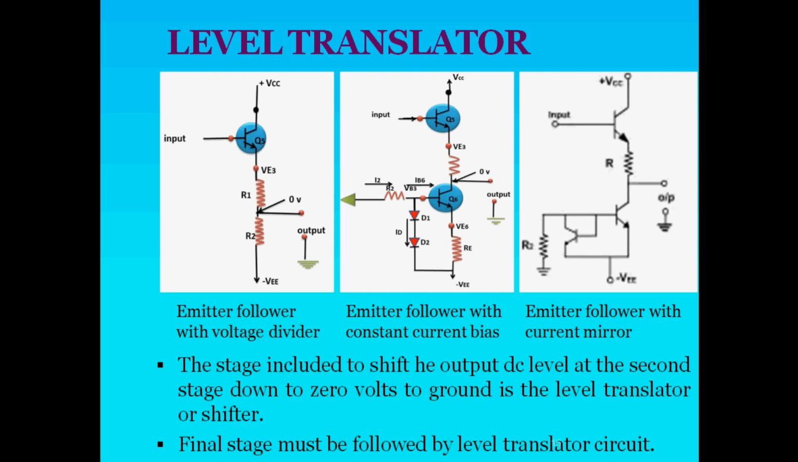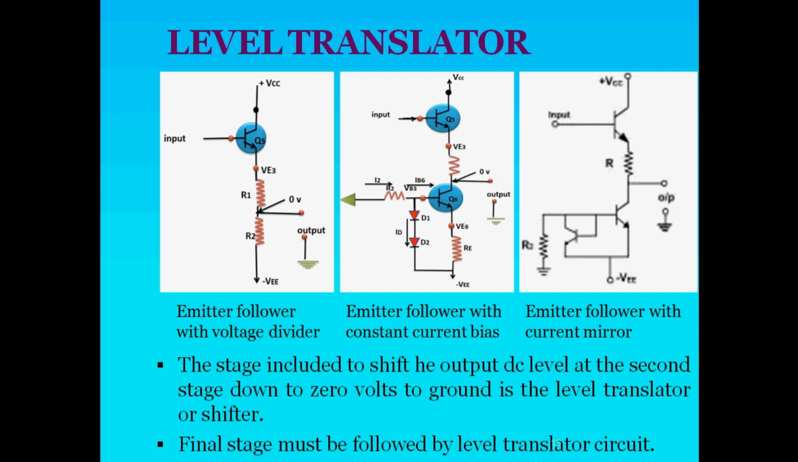Hence, the final stage that we include in the operational amplifier is the level shifting stage, or level translator stage. This stage shifts the output DC level of the second stage down to 0 volts, that is, to the ground potential, and this is called a level translator or level shifter circuit. So this final stage must be followed by a level translator stage. After the second stage of the op-amp, we have to include the level translator or level shifter stage.